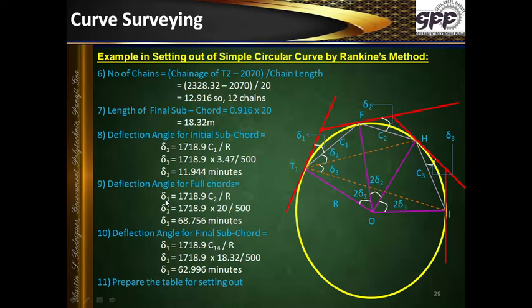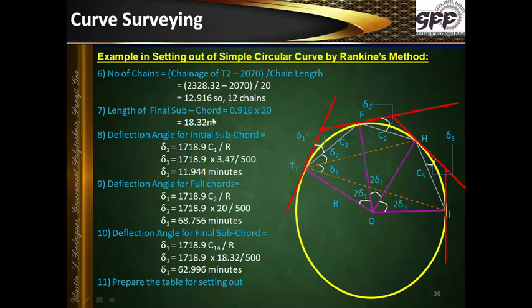So delta 2 to delta n minus 1, the second last one, would be 1718.9 into that standard chain length divided by R. So that is 1718.9 into C2, the chain length over here is 20 meters, divided by 500. So delta for this one would be 68.756 minutes.